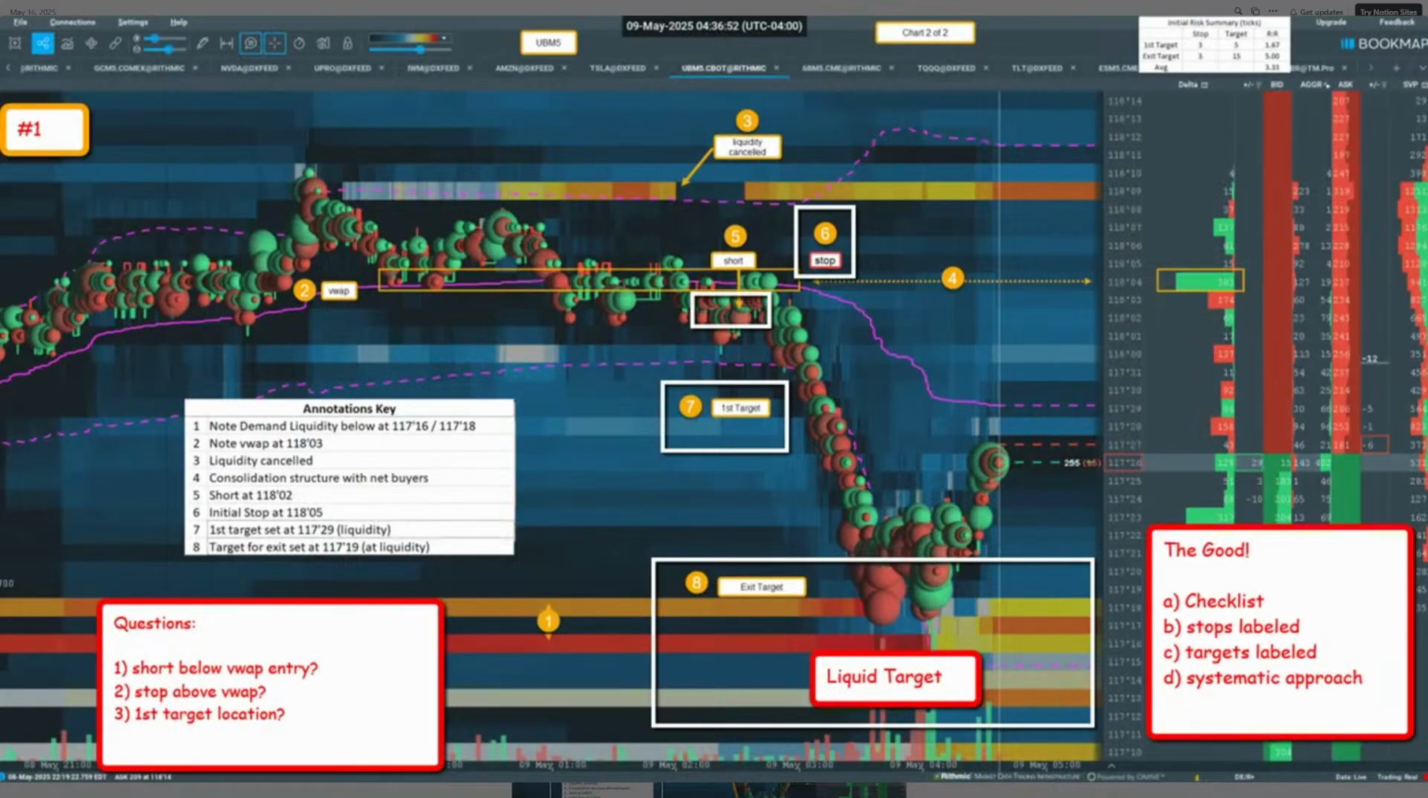And so my question to you is, did you have your entry below VWAP? Was that your short? Also, was your stop above VWAP? Did you go ahead and use that? Because I'm just looking at that right now. Maybe I'm reading that incorrectly. And also your first target location, what was the reason for that one? And yeah, hey, take it away, John. You're the best. So go ahead, please.